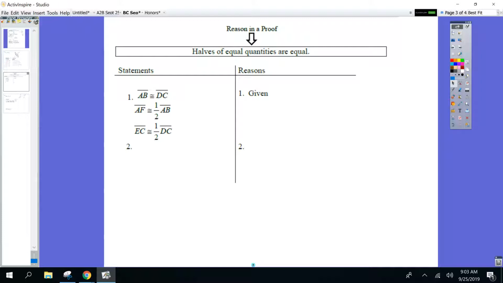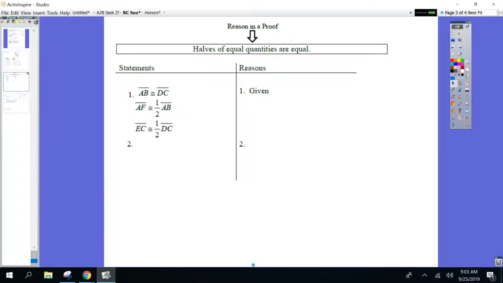You don't need a diagram for this one. I'm telling you that these two line segments are equal. Then in the next two givens, what am I doing to AB and DC? I am cutting them in half. I am giving you that I'm cutting them in half, and what am I calling them? AF and EC.